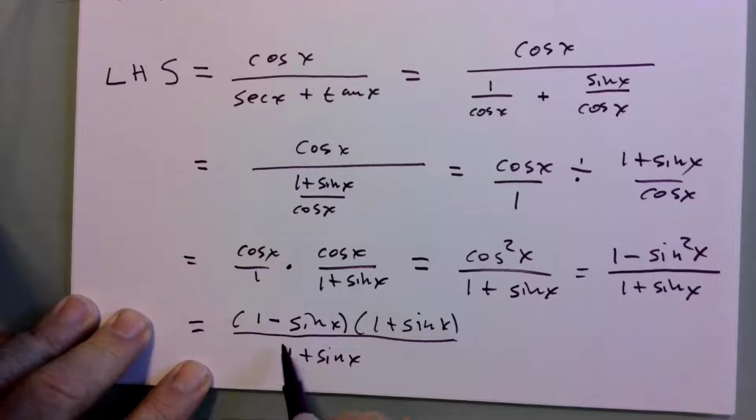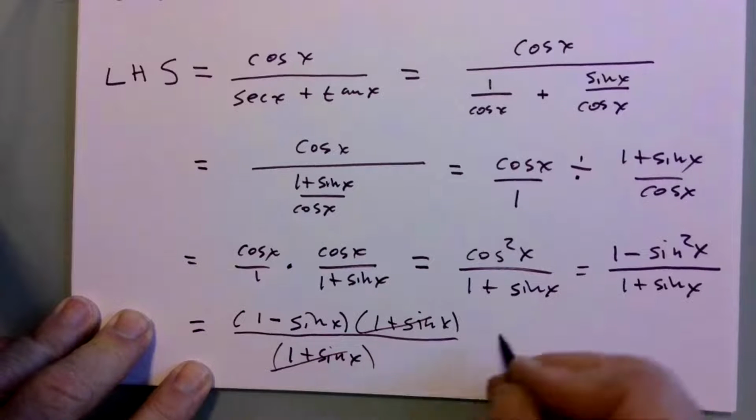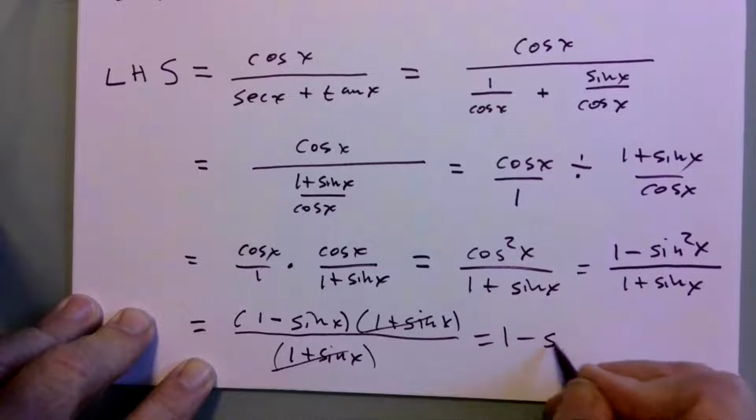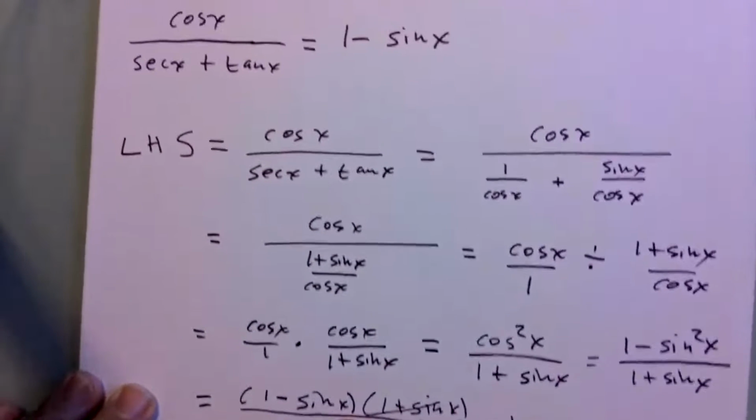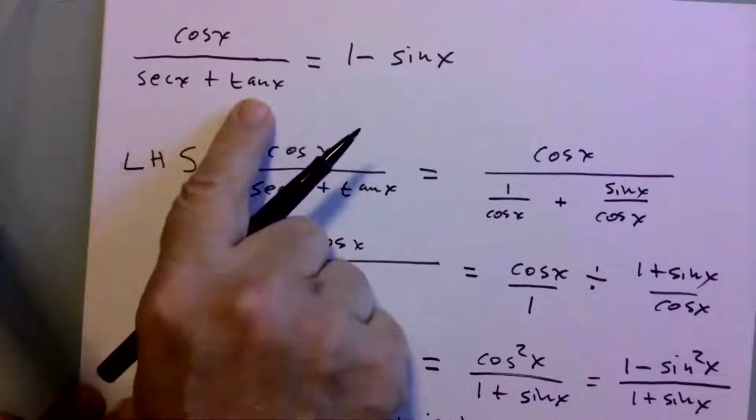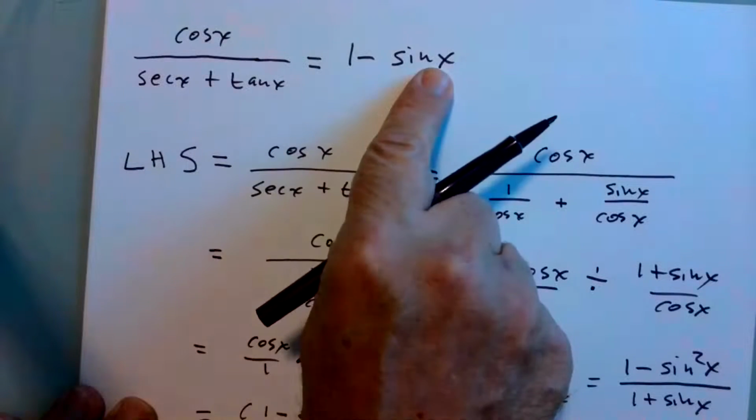And seeing that, we can recognize that the 1 plus sine x is cancel, gone, gone. And the result is 1 minus sine x, which was our right-hand side. Remember, that's what we asked to prove. We asked to prove cos x over sec x plus tan x is 1 minus sine x.